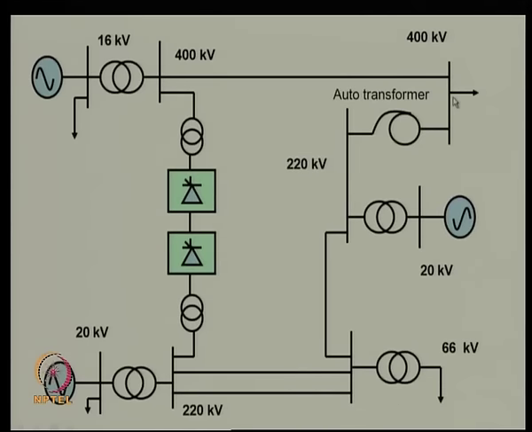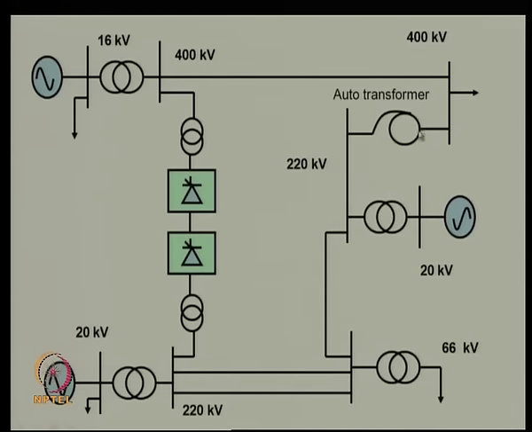Load centers could sometimes be several hundreds of kilometers away from where the generation is. So you cannot avoid transmission. What you see is that you have high voltage transmission lines, so that you can transmit bulk power over large distances with lesser losses.